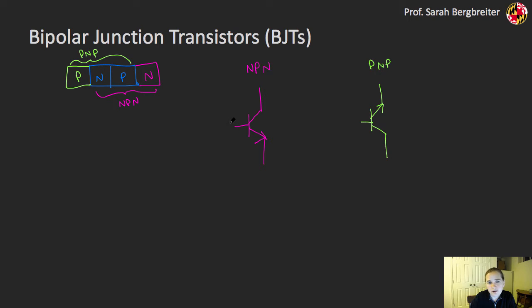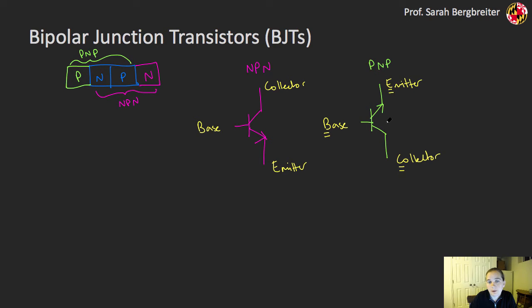So you can see that these are three terminal devices, and the first terminal that's going to ultimately control how this transistor behaves is called the base, right? And this is the same on both of these. Right? The emitter is always the side with the arrow on it, and the collector is going to be the third terminal. And so often you'll see these written just with a B for base, a C for collector, or an E for emitter.